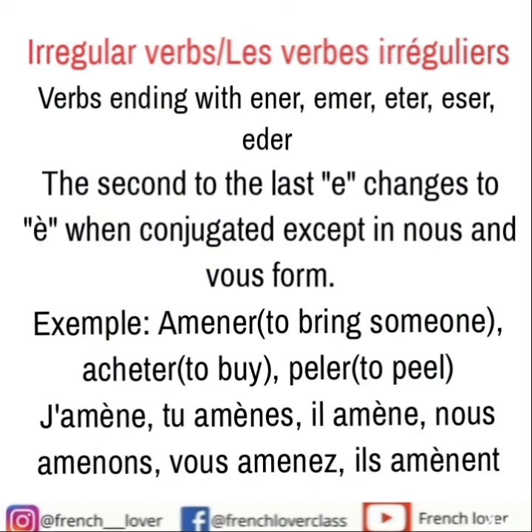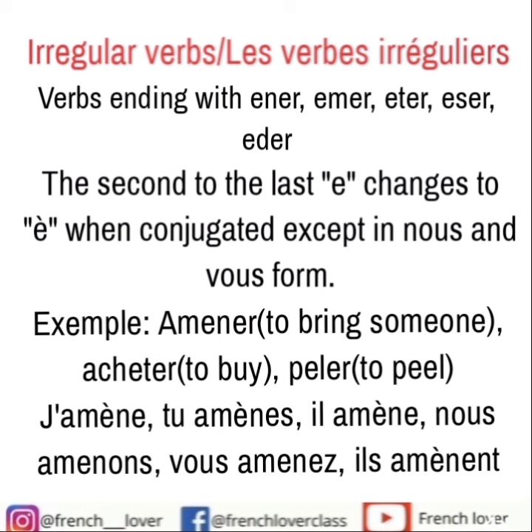Okay, suivant. Next. Verbs ending with -ener, -emer, -eter, -eser, -eder. As long as there is an e, then a consonant before the -er, the second to the last e will change. It will carry what we call a grave accent.